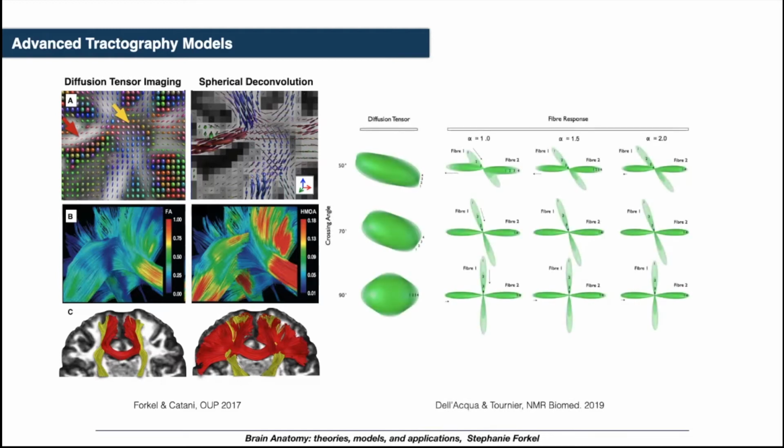And why is that? Because when you have crossing at different angles, the tensor, as I said, has to have one orientation. So it kind of merges them, or has false positive and false negative reconstructions. But if you use an advanced method, the fiber response can be resolved for the crossing and also for lower angle crossing. So not only 90 degrees, but also down to 50 degrees in this example.